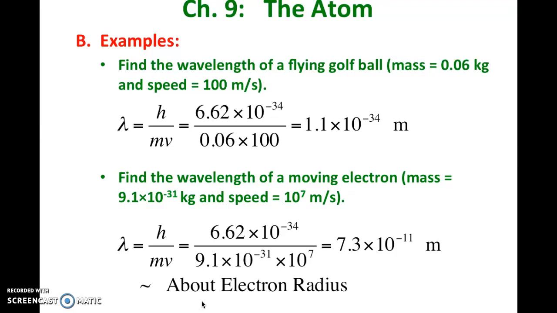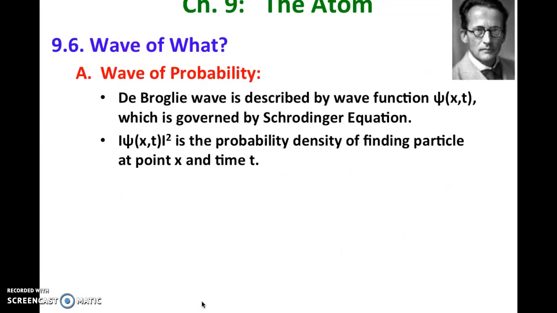For an electron that moves at 10 to 7 meters per second, however, the de Broglie wavelength can be about its radius. Therefore, in atomic scale, the particle's wave property can be significant and detectable. The de Broglie wave is neither a mechanical wave nor an electromagnetic wave. It is a wave of probability described by a wave function whose modulus square determines the probability density of finding the particle at that point and in the time.